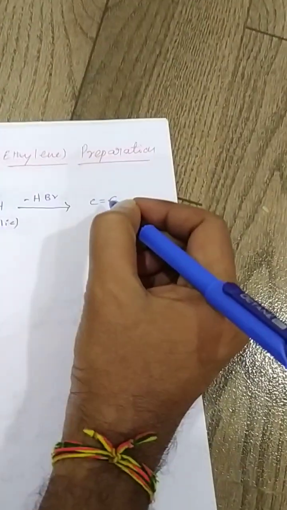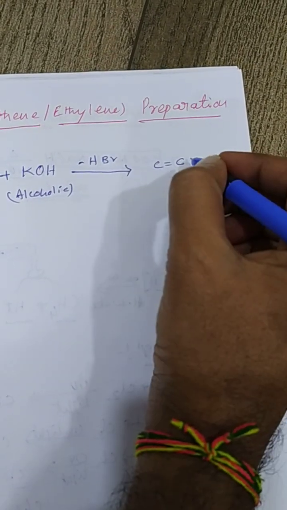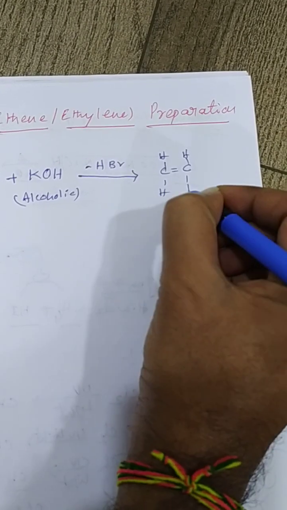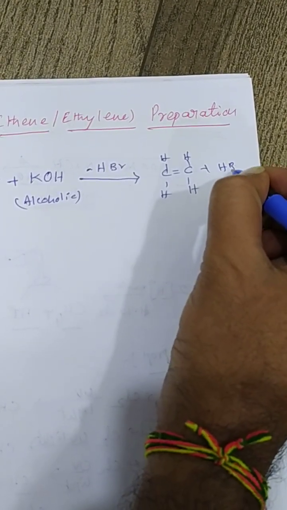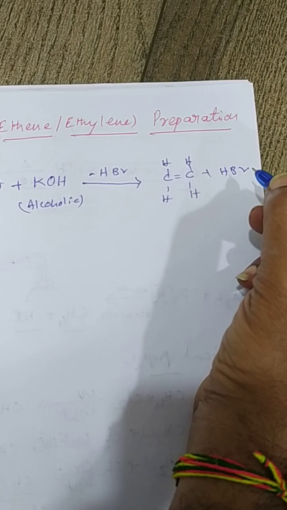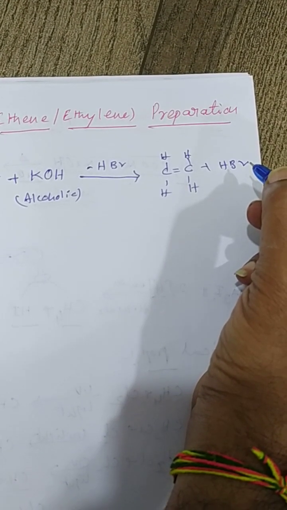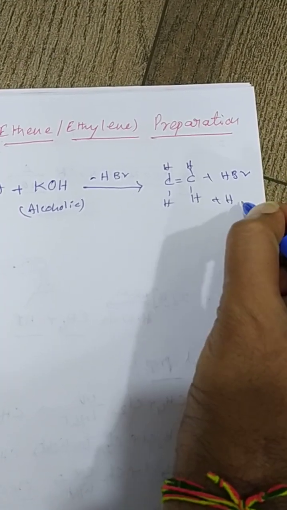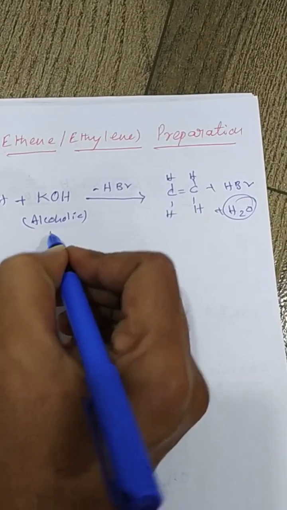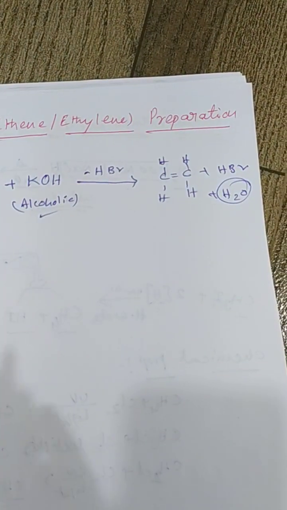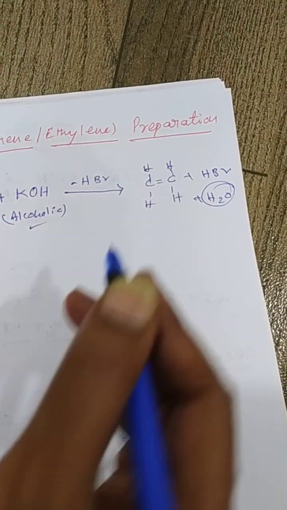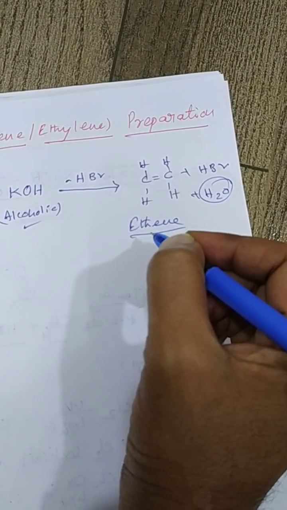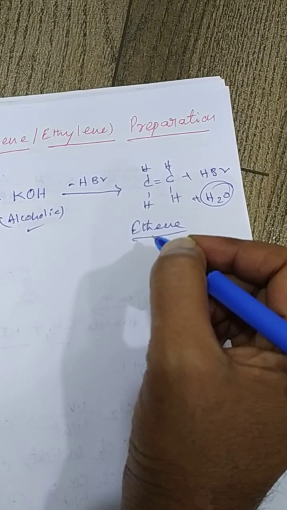Ethene plus HBr, hydrogen bromide. In this, a water molecule also comes out. So you don't need to bother about all these things actually. Ethene has formed here.